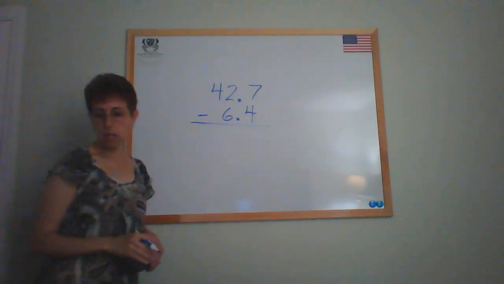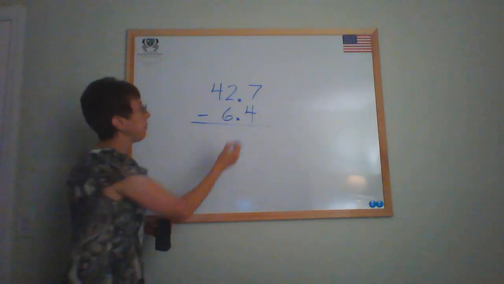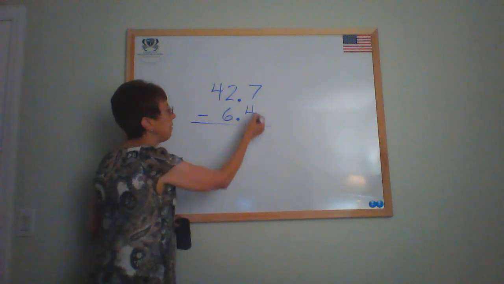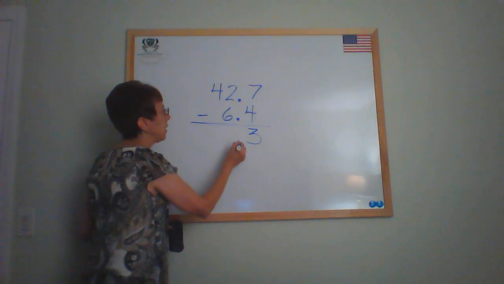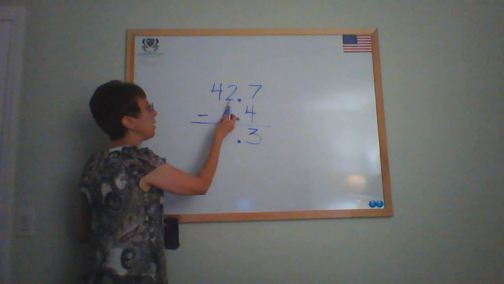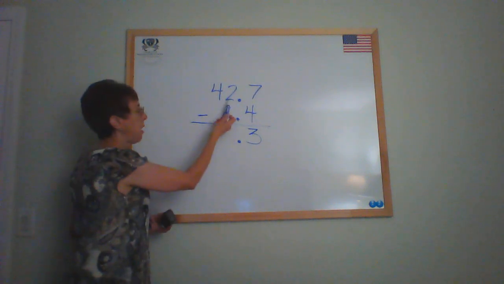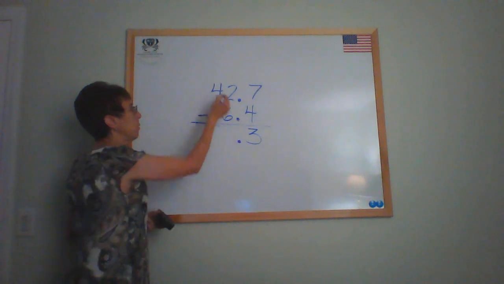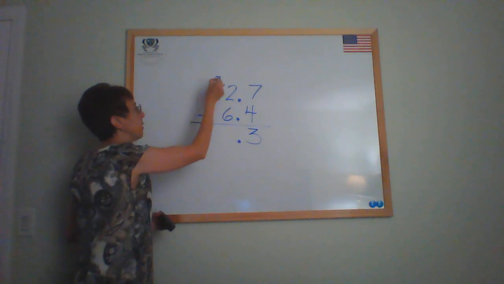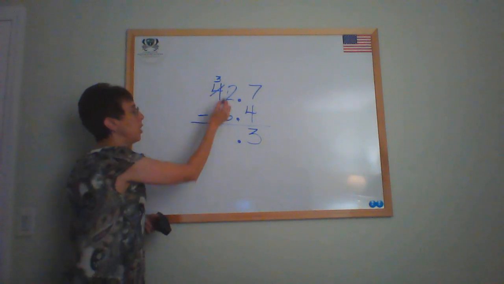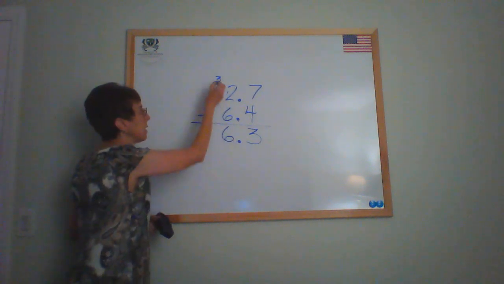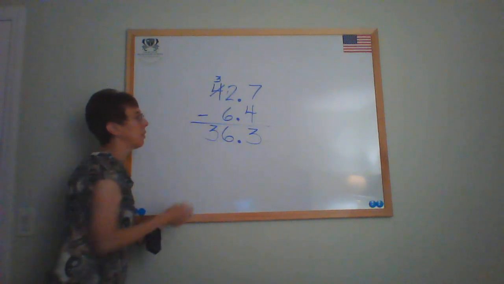Again, lining up by the decimal point, okay? And then 7 minus 4 is 3. We bring down the decimal point. Okay, so now here we have 2 minus 6. Well, just like in any other subtraction problem, when we can't do the 2 minus 6, we would need to trade. So 4 becomes 3. This is 12. 12 minus 6 is 6, and 3 minus nothing is 3.